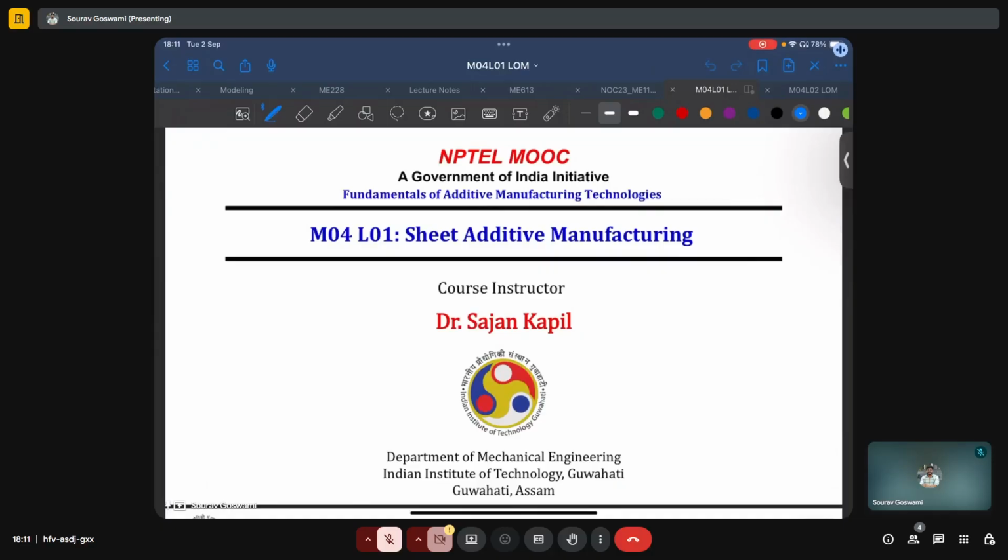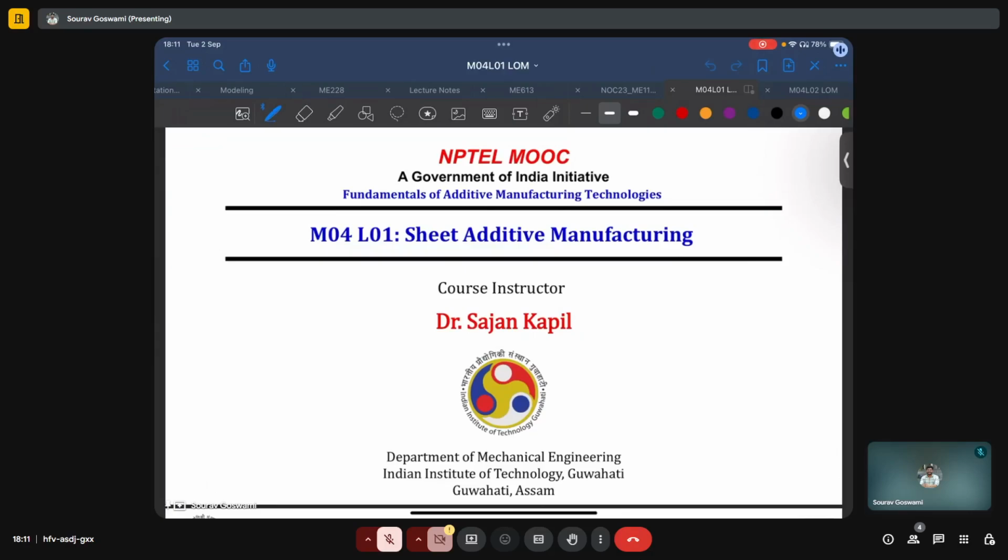Over the past couple of weeks, we have looked at additive manufacturing processes that primarily utilized liquid as the feedstock material, such as VAT photopolymerization, digital light processing, and similar. This week we'll be looking at additive processes that use sheet as the raw feedstock.